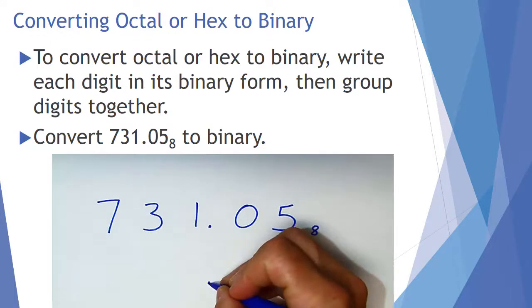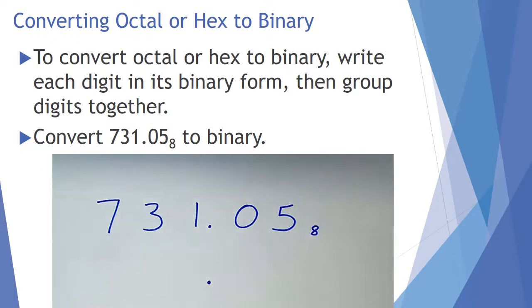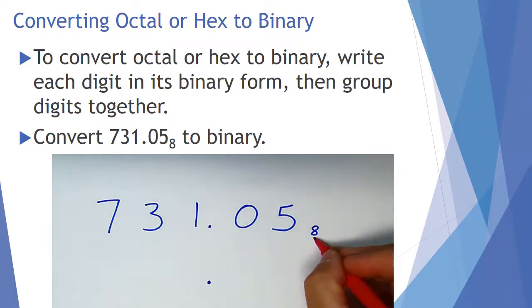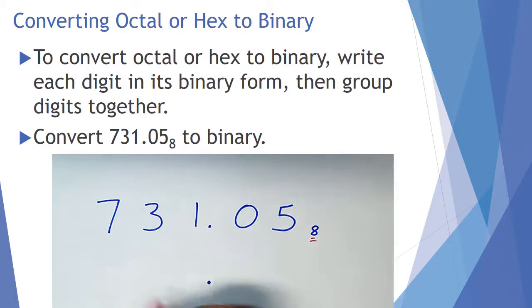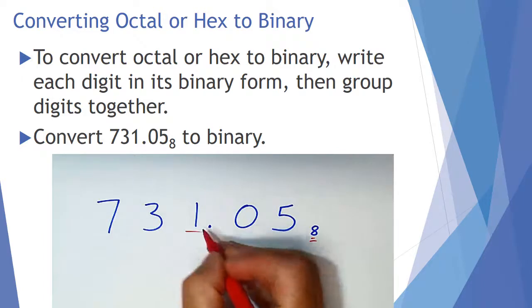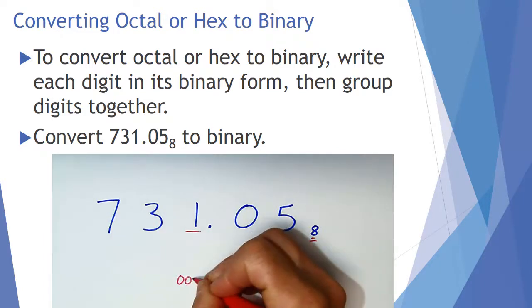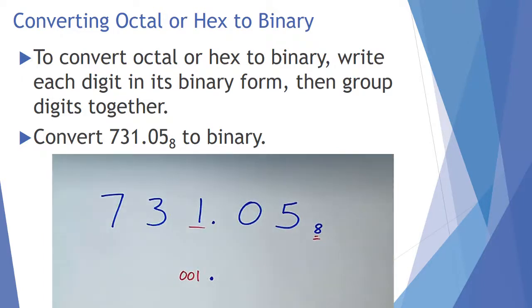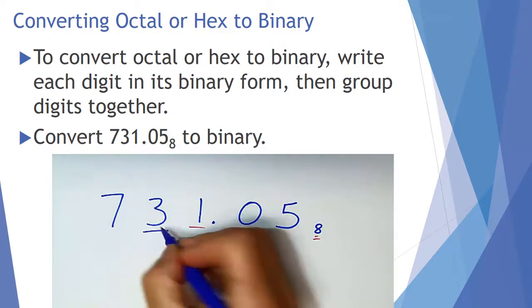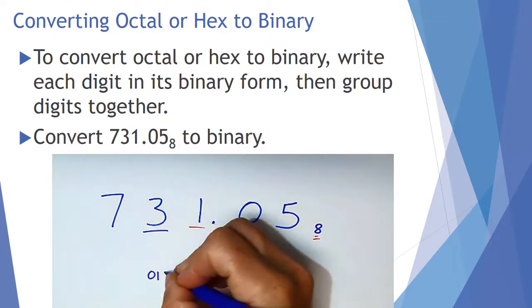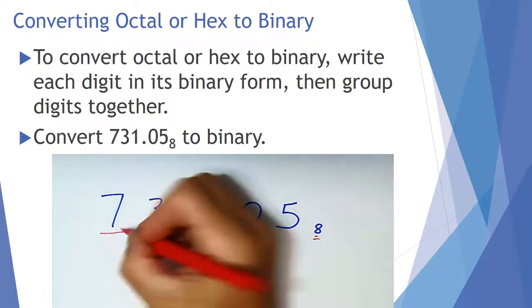Well, let's bring our point straight down and work our way to the left. Again, we're going to 8 now, and so we should be using groups of 3. We only need 3 binary digits for every one of these octal digits. So we'll start with 1. That's 0, 0, 1. There's our first group of 3. Our next digit is 3. That's 0, 1, 1. Our next digit is 7.